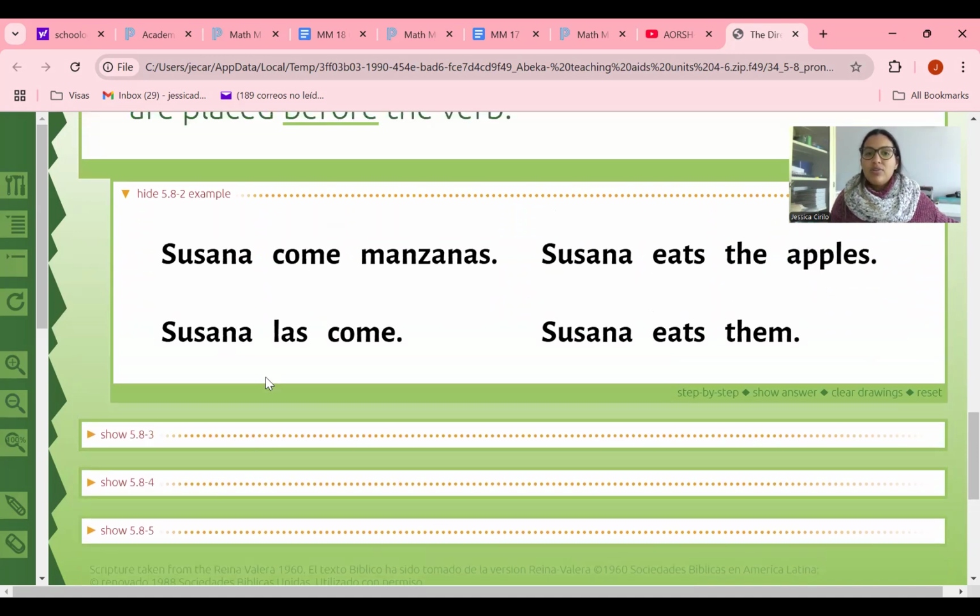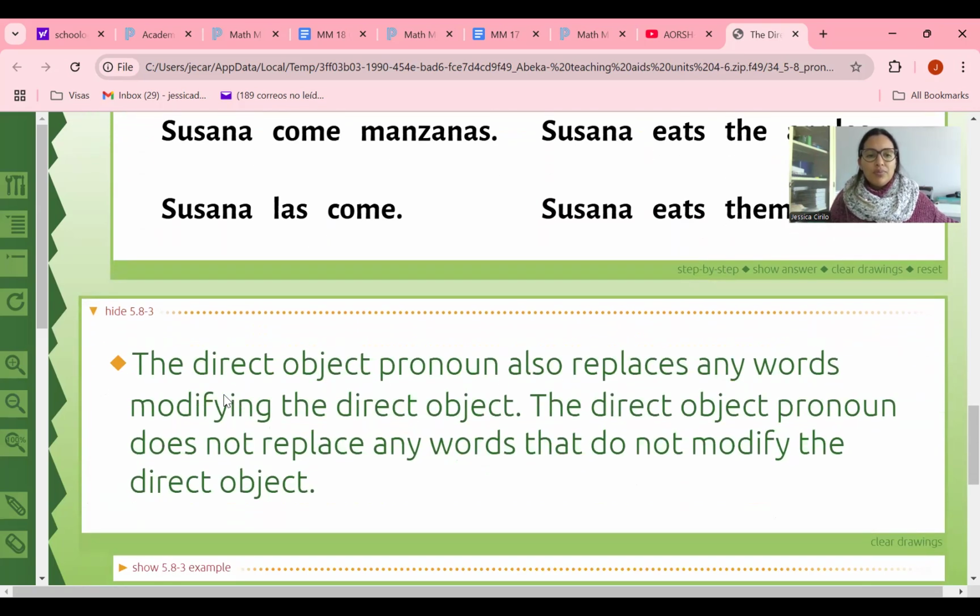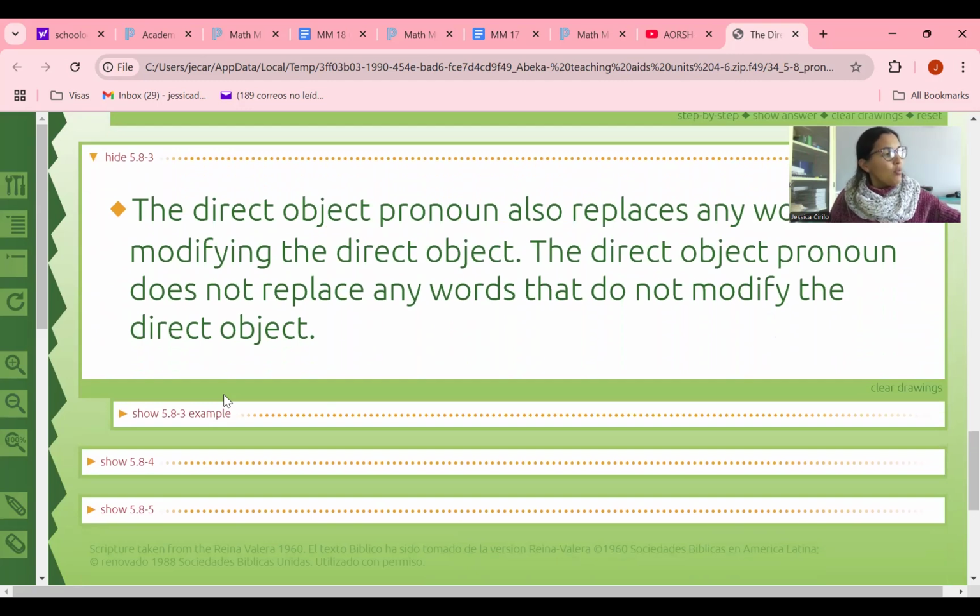So this is what you have to understand to be able to work on the exercises. Know your direct object pronouns and that you place them before the verb and not after the verb as you do in English, okay? Now, one more rule. Well, maybe we have a couple more rules.